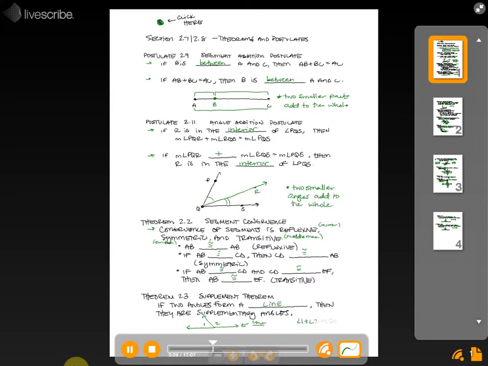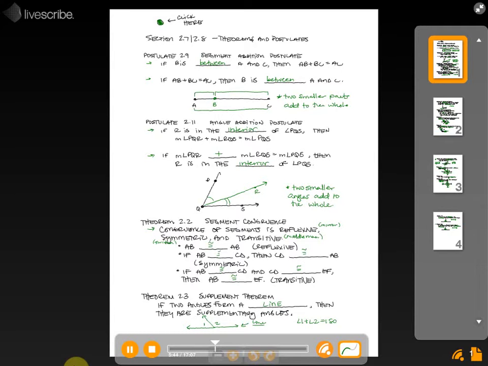Angle 1 plus angle 2 would have to be 180 degrees because there's 180 degrees in a line. And that's what the supplement theorem is. Something we've already talked about again. It's just if these two angles make a line, then they're supplementary angles.